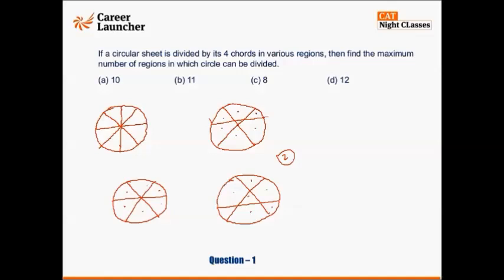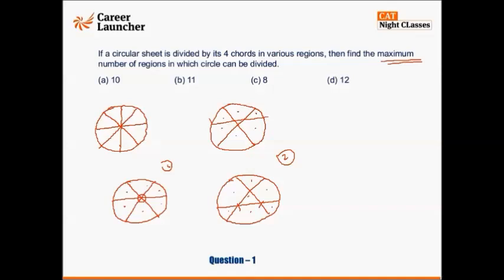Why is this happening? Because the third chord intersected the previous two chords at two different positions, 1 and 2. Whereas in case number 1, the third chord was intersecting both the previous chords at the same point. So the basic objective is that if I want the maximum number of regions, each new chord should be intersecting the previous chords at a newer region. Is that clear? Is that clear?